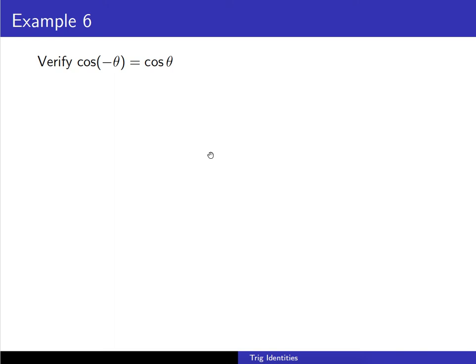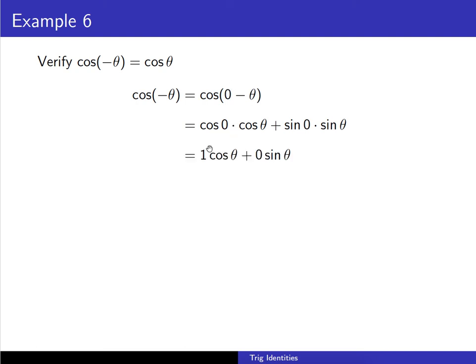Example 6, verify that cosine of negative theta equals cosine of theta. So we can think of negative theta as 0 minus theta, and this will become the cosine of the first times the cosine of the second, so the cosine of 0 times the cosine of theta, plus the sine of the first times the sine of the second, or the sine of 0 times the sine of theta. Now cosine of 0 is 1, and sine of 0 is 0, so we have 1 times cosine plus 0 times sine, and that's just going to simplify. 1 times cosine is cosine, and this goes away because it's multiplied by 0.